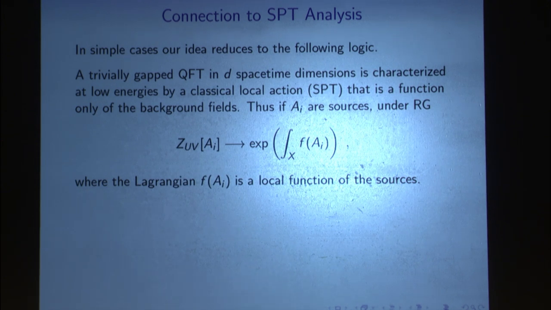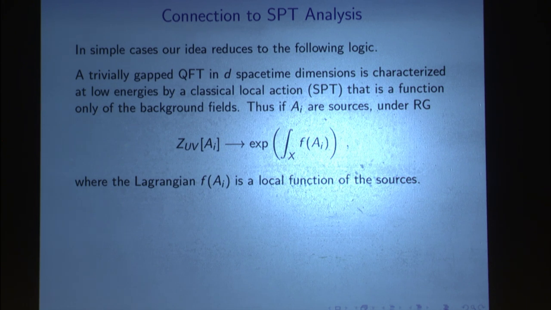Well, it's characterized at low energies by some classical action that depends only on the background fields. If you have some UV theory, we make a partition function Z_UV that depends on sources A_I. And if the theory is trivially gapped, then at long distances the partition function will flow to some local function of the sources.